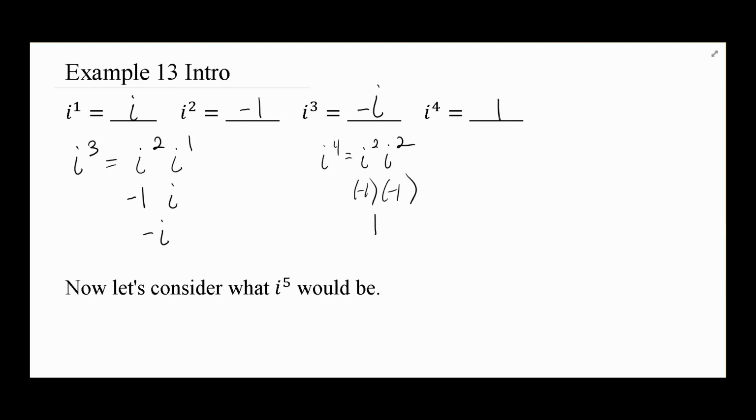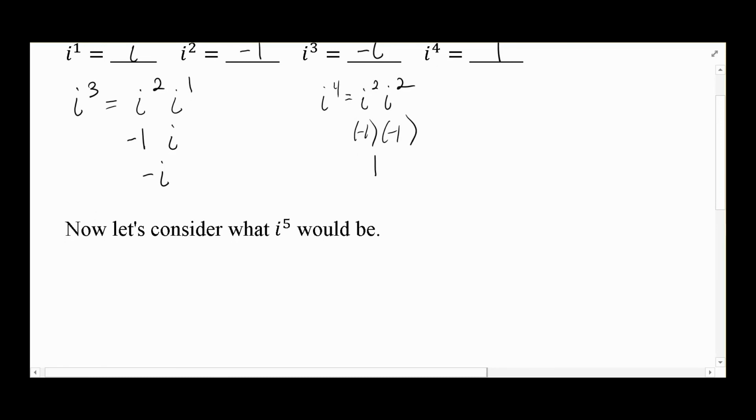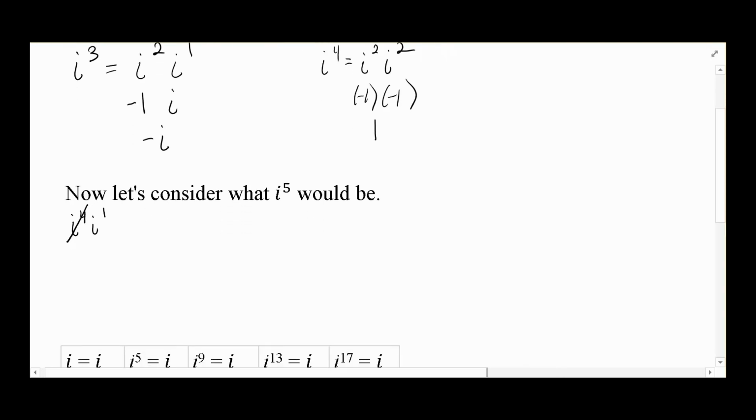Because let's look at what i to the fifth would be. Well, i to the fifth would be i to the fourth times i to the first. But i to the fourth is just 1. So really, i to the fifth is just i. And how about i to the sixth? That's i to the fourth times i squared. i to the fourth is just 1, so it's just i squared, which is negative 1.